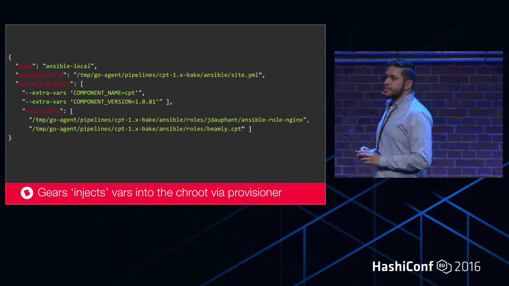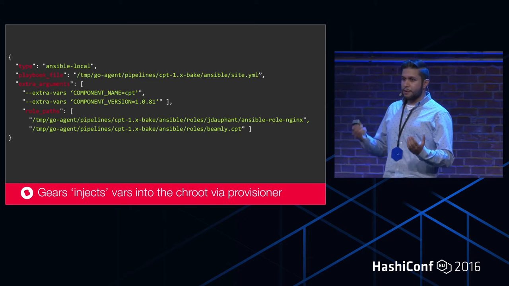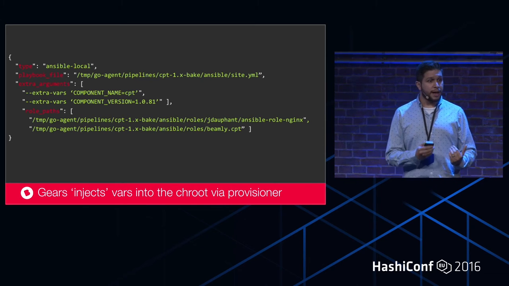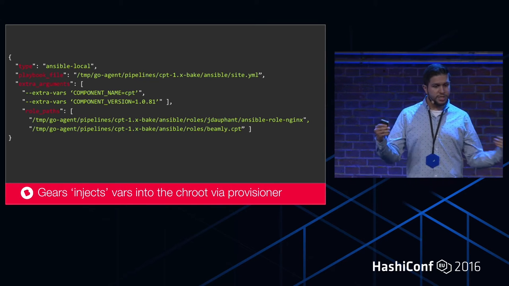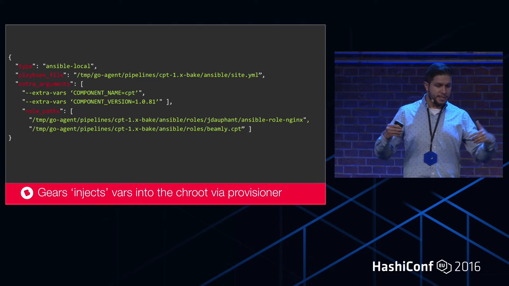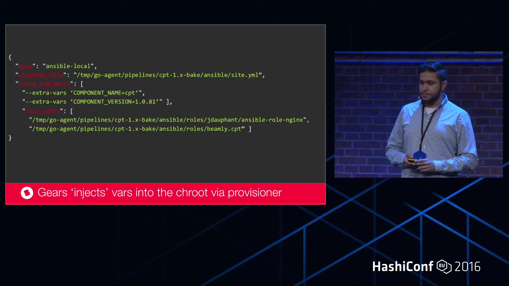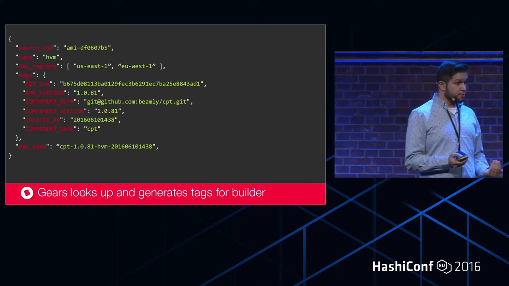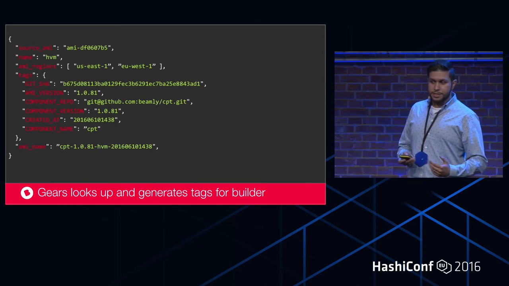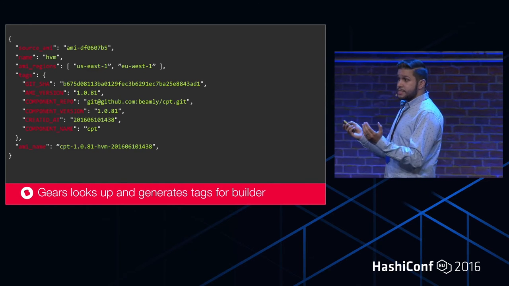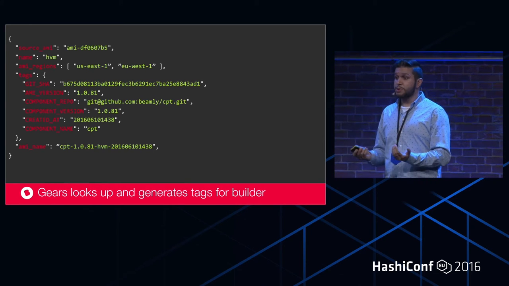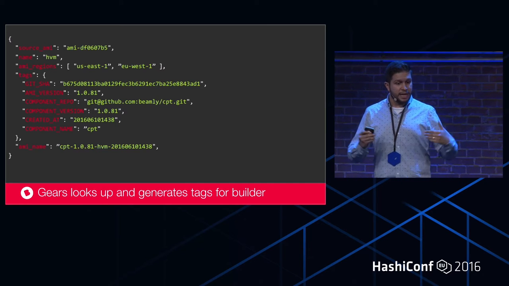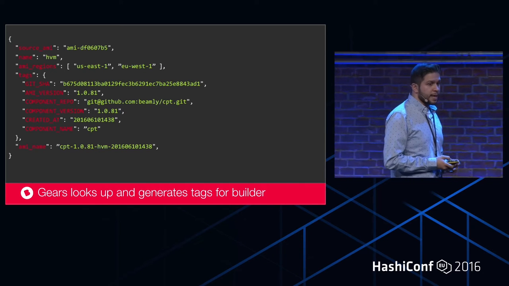And we also pass in additional role paths. So each of our Ansible roles has its own pipeline and is independently tested, which then feeds into the image. And this is how it gets bundled in. And of course, we also want to set tags. So given all this information exists on the agent itself, the build agent, we just literally take that and inject it into the Packer context.